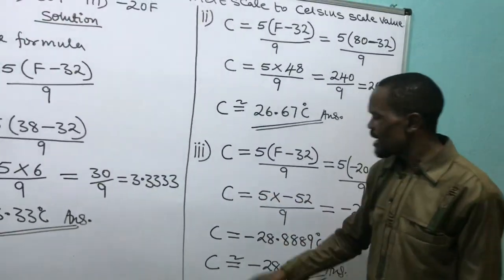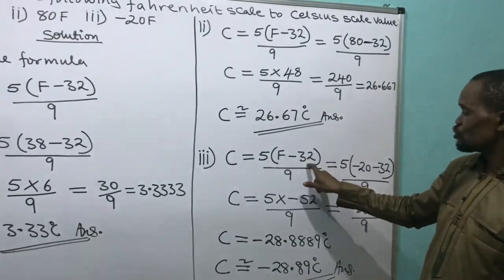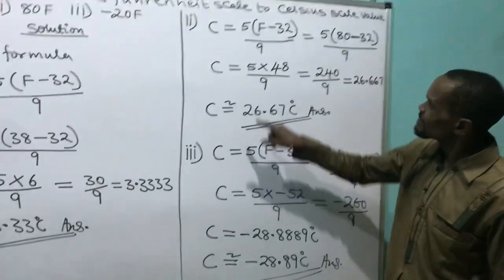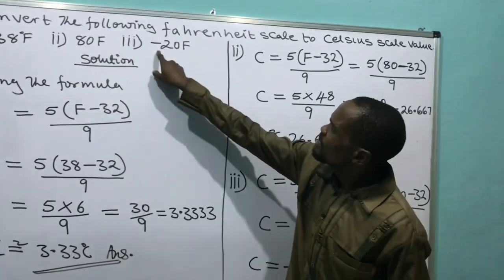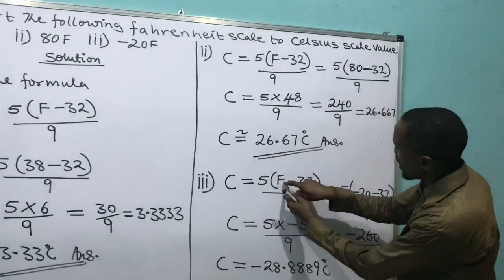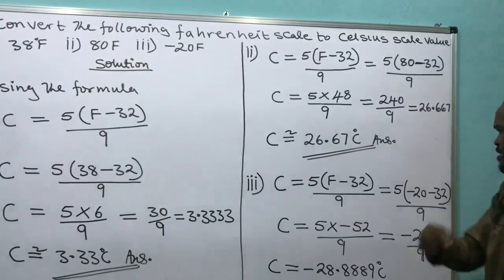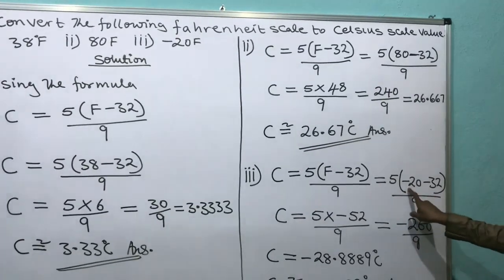Then I come to the third one. I'm using the same formula, which says C equals 5 into F minus 32 divided by 9. In this case, the value they give me is minus 20 F. That means this F now represents minus 20. Then I will remove this F and put minus 20. Look over here: minus 20.